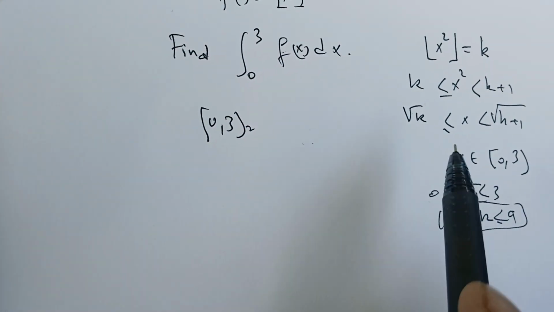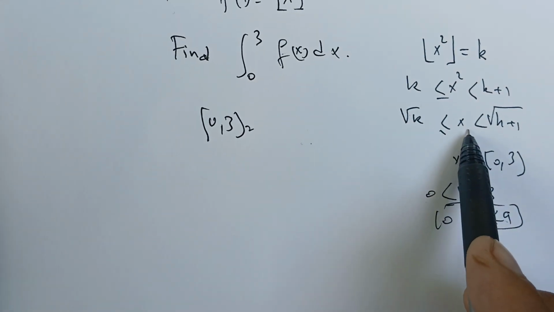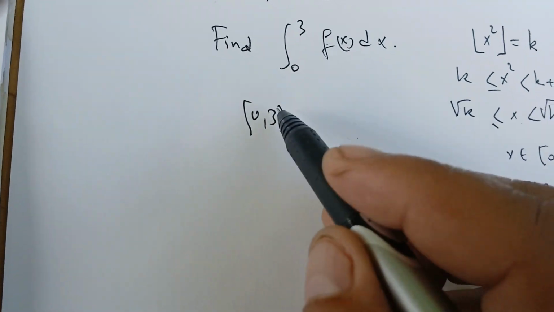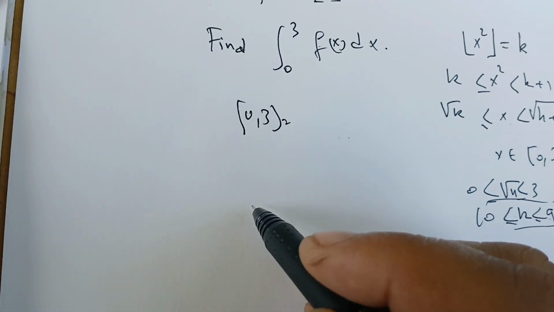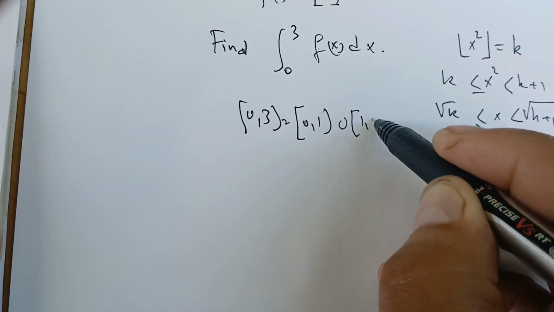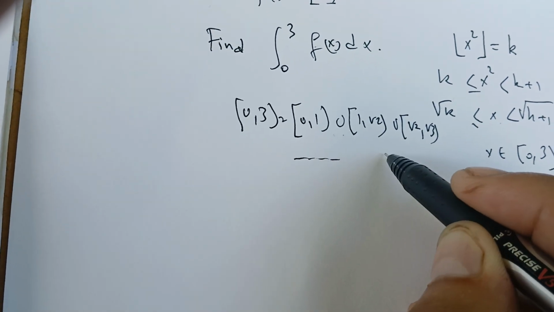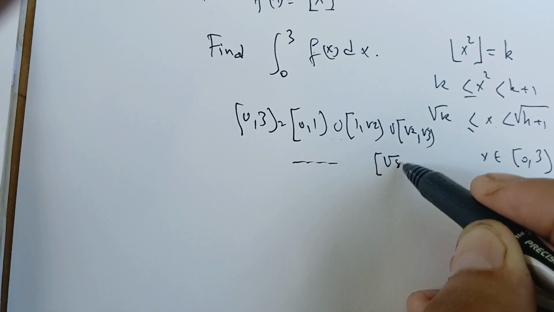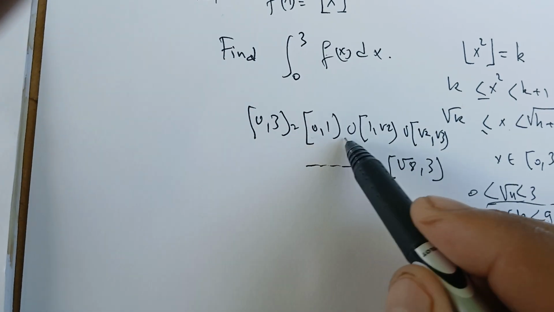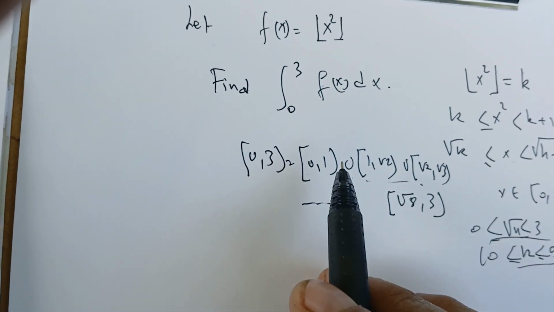[0, 3] can be divided in the following manner. Because the values of k can be between 0 and 9, and given that x is between the square root of k and the square root of k plus 1, we see that we can write the interval [0, 3] as [0, 1] union [1, square root of 2] union [square root of 2, square root of 3], and etc. until we get to [square root of 8, square root of 9], which is 3. And on each of these intervals, the value of the floor of x squared changes.